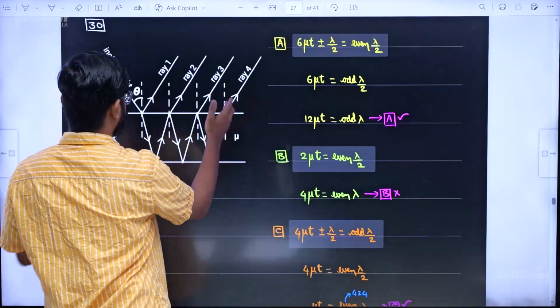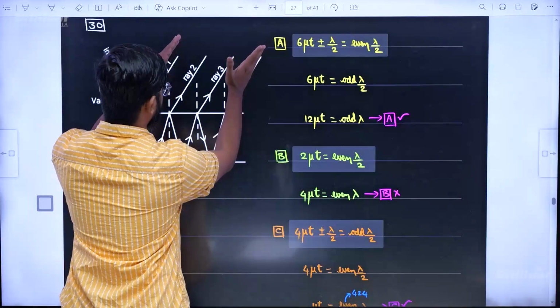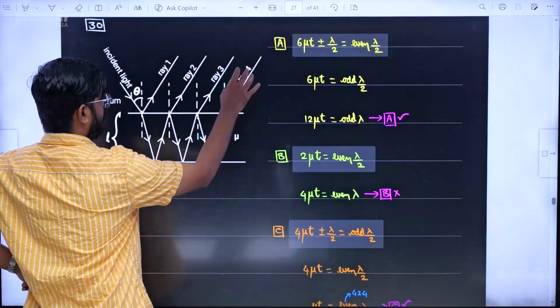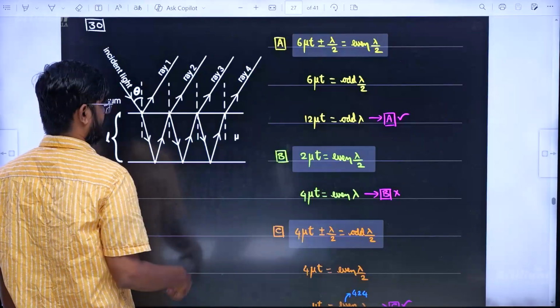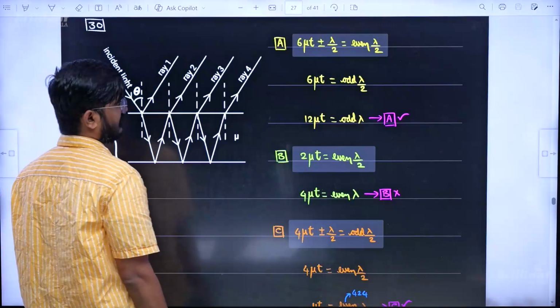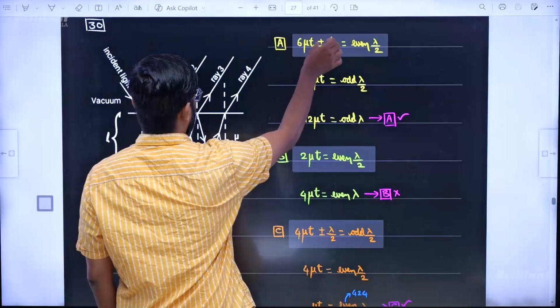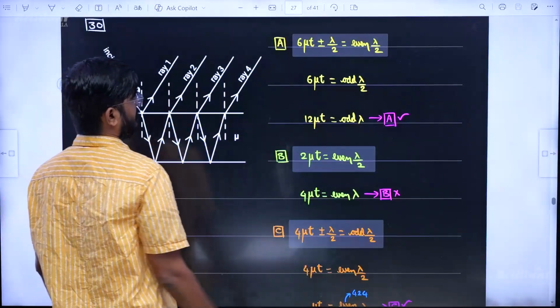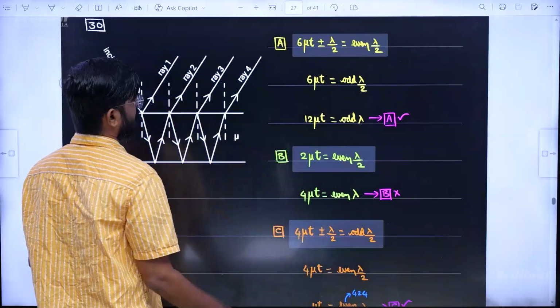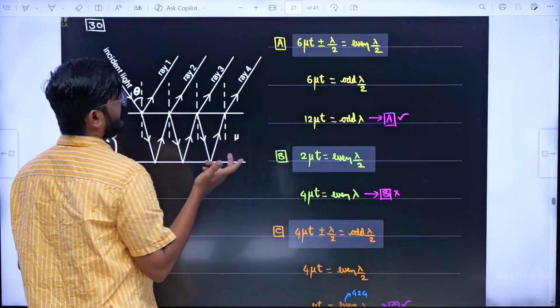Now this path is similar. Other than this, the ray is traveling 1, 2, 3, 4, 5, 6, that is 6t, 6 times mu t of extra optical path length. And this one is coming because of the phase change of pi. Now that path difference should be equal to an even multiple of lambda by 2 for constructive interference.